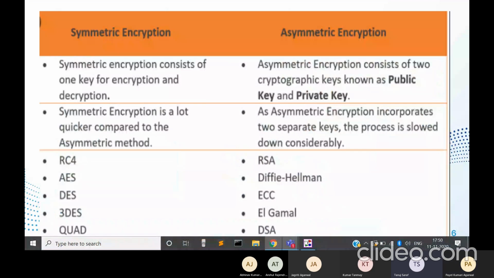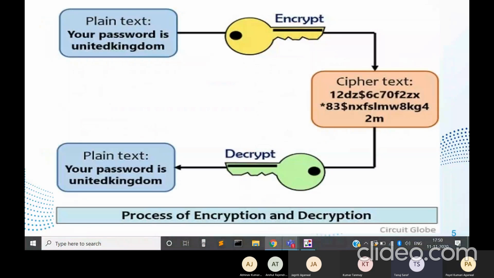So now depending on the key that we use, the two keys that we use, whether they are the same or they are different, we can classify encryption into two parts, symmetric and asymmetric. Now in the previous slide, what we saw was a block diagram which showed how a password called United Kingdom has been encrypted. So we have the password United Kingdom, which is encrypted into a ciphertext, which is some random combination of alphanumeric letters, and then it is decrypted back at the receiver's end to get the same password again, United Kingdom.